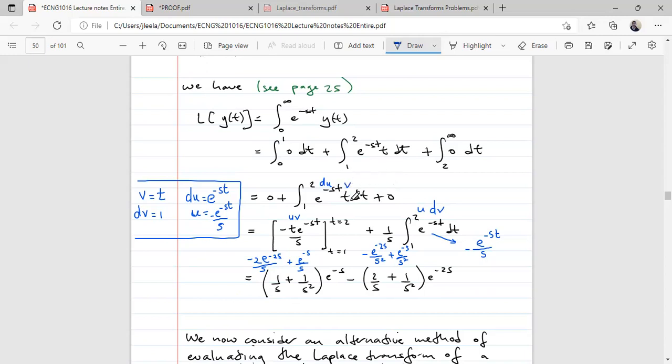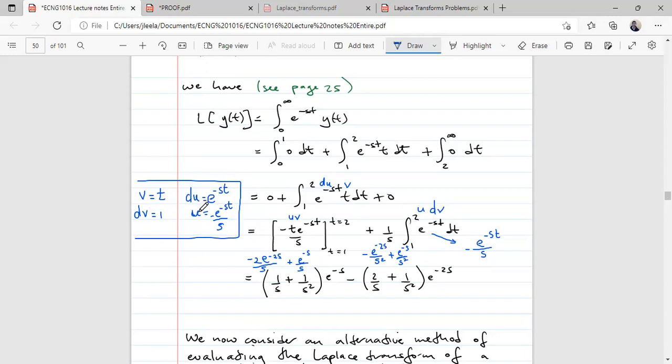So I call in the t v, and I call in the e to the minus st du, right? So I wrote it here on the left-hand side. If v is t, then dv is 1, right? Well, it's 1 dt, right? If du is e to the minus st, then when you integrate that, you'll get minus e to the minus st over s, right?